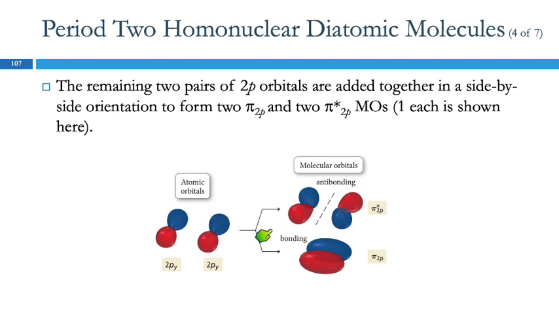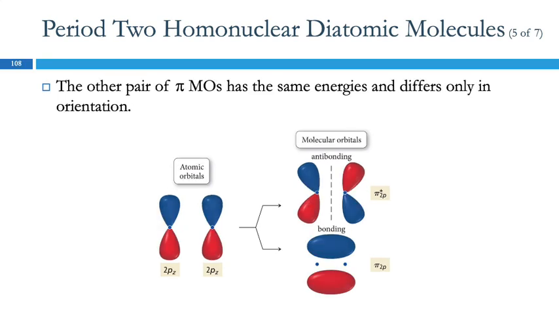So we looked at the one in the x-axis. This is the one in the y-axis. There's another pair in the z-axis. So in the z-axis, these are going to behave just like the ones in the y-axis. So we add them together. Now we're looking down from the top, and we see that it looks even more like the pi. So we get bonding and anti-bonding. Any questions?